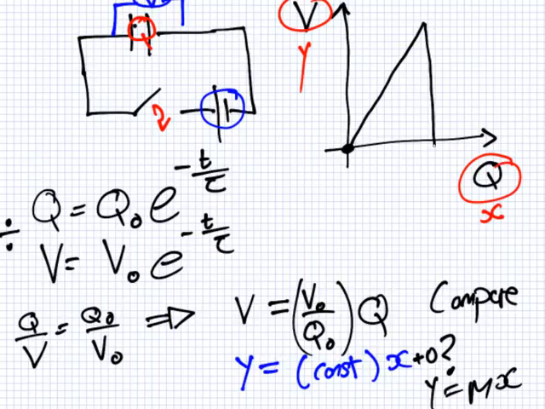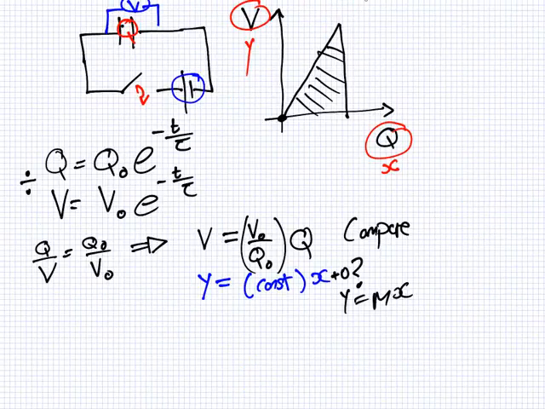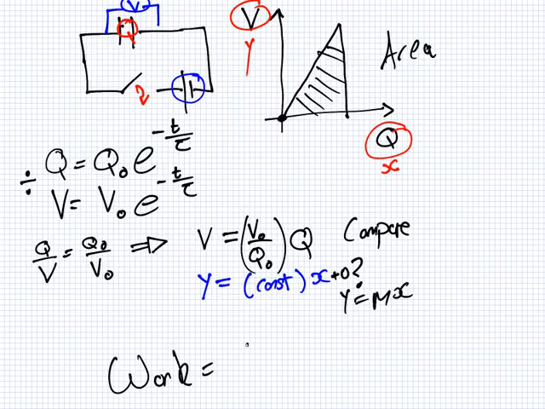So what shape is this? Triangle. So for a capacitor, the area is a triangle. So that means the work is a half QV.